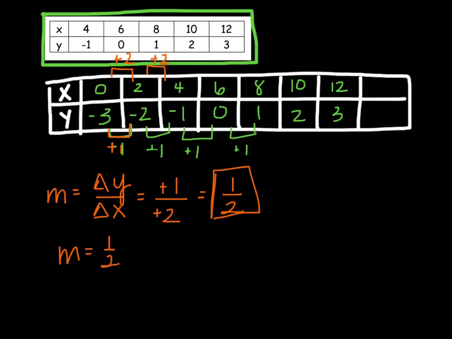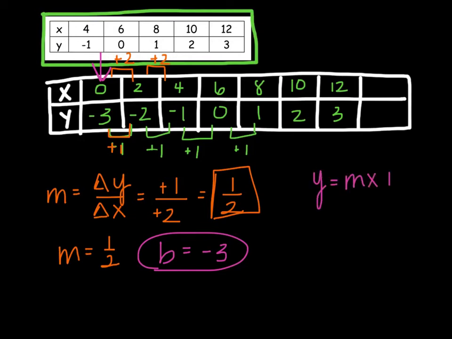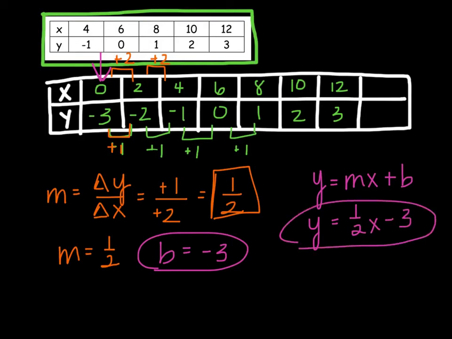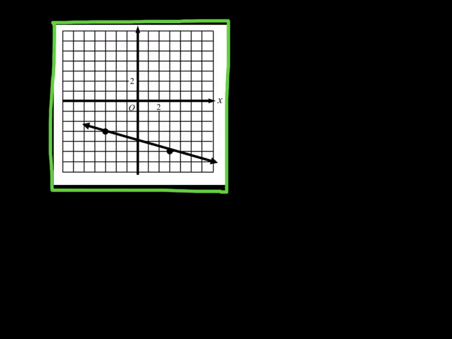Now, my b again is where the x is equal to 0. And again, I found that by adding to my table. So the b here is going to be a -3, because that's what y equals, where x is 0. So the final equation for this in y equals mx plus b form would be y equals, m is 1/2 in this case, x, and then because b is a -3, I'm going to put -3. So this would be the equation for this one. Let's look at a graph now.